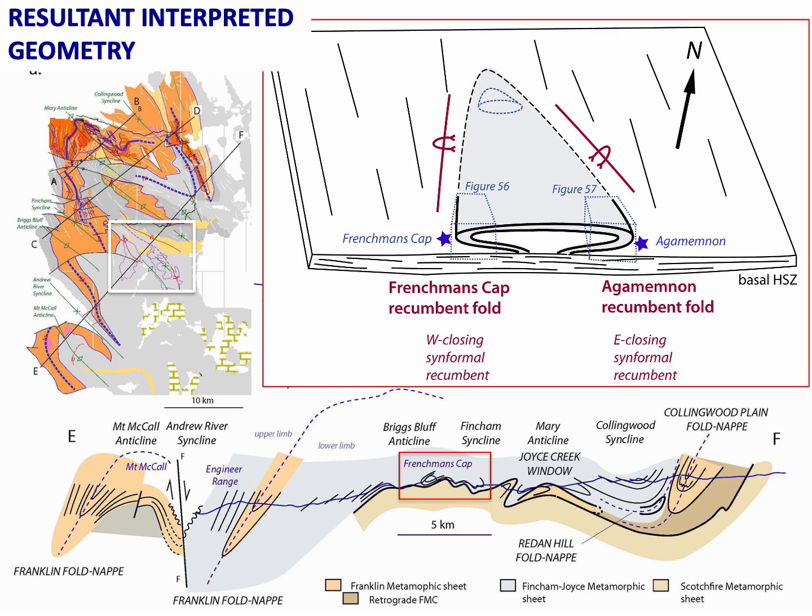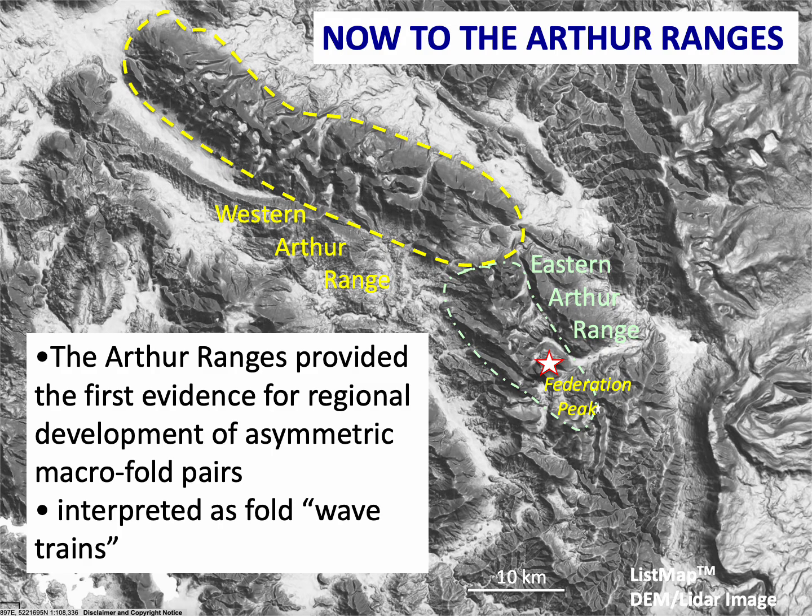The structural profile is from the central Tyennan subdomain. It shows the folding effects of younger Devonian deformation as broad, open to close anticlines and synclines. Now to the Arthur Ranges. The Arthur Ranges provided the first evidence for regional development of asymmetric macro-fold pairs. Occupying a large area, these folds have been interpreted as asymmetric fold wave trains.